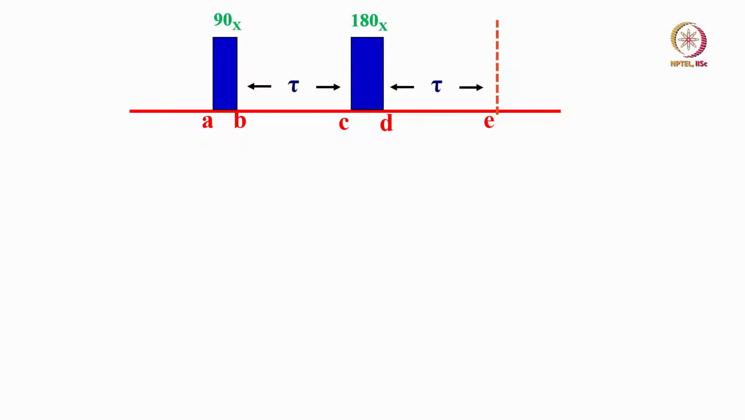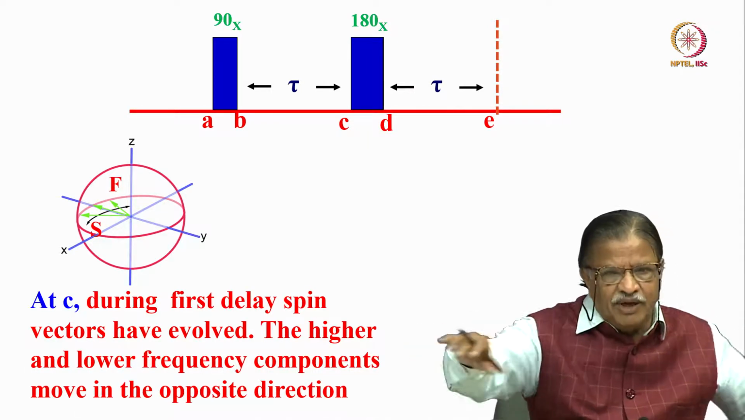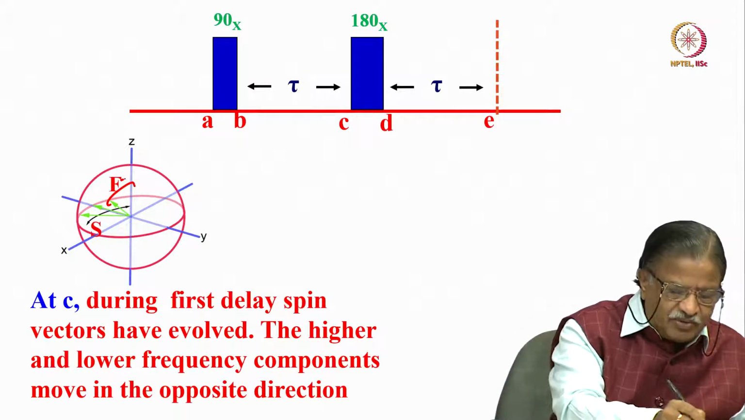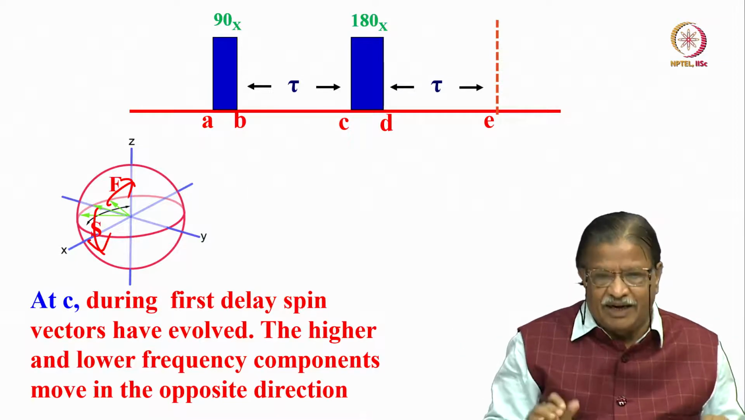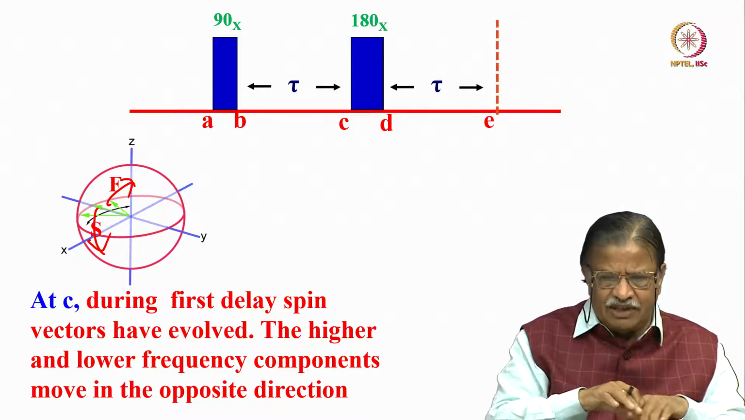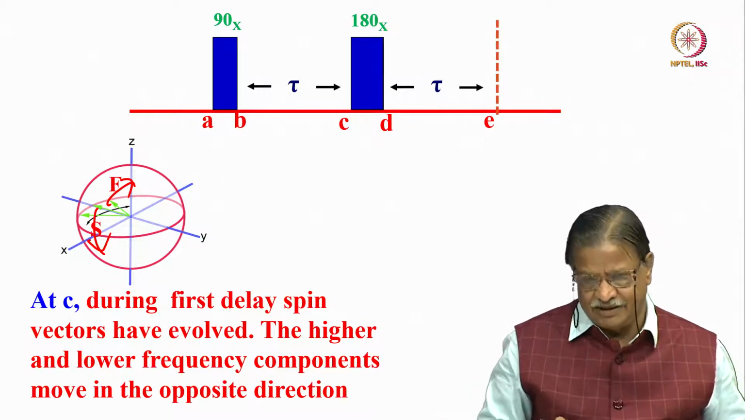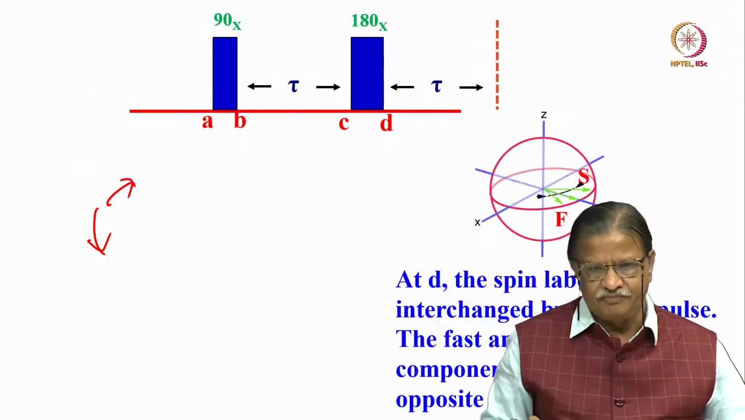At C, what is happening during the time period? There is a dephasing. We said the magnetization starts fanning out. It creates cosine and sine components. Oscillatory components will be produced as a function of time as time evolves. So now the magnetization vector starts moving on either side. One moves this side, the other moves the other side. We call them fast moving and slow moving components. One is at higher frequency, the other is at lower frequency. They start moving in the opposite direction.